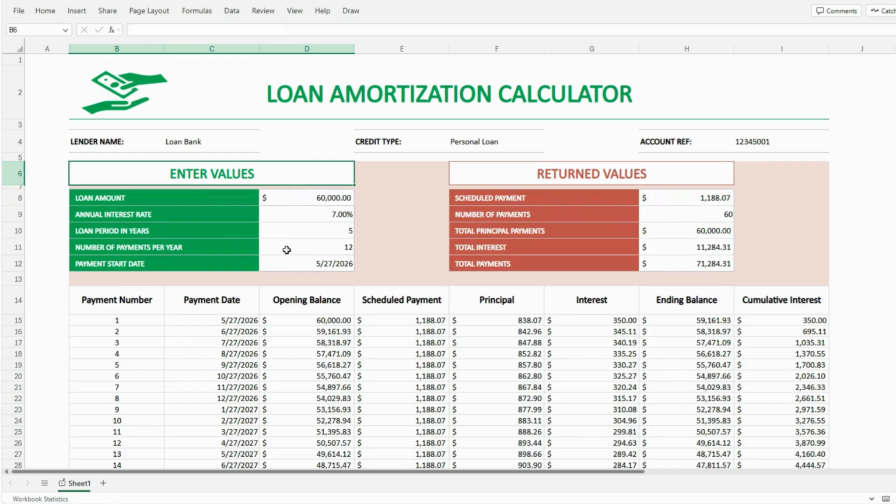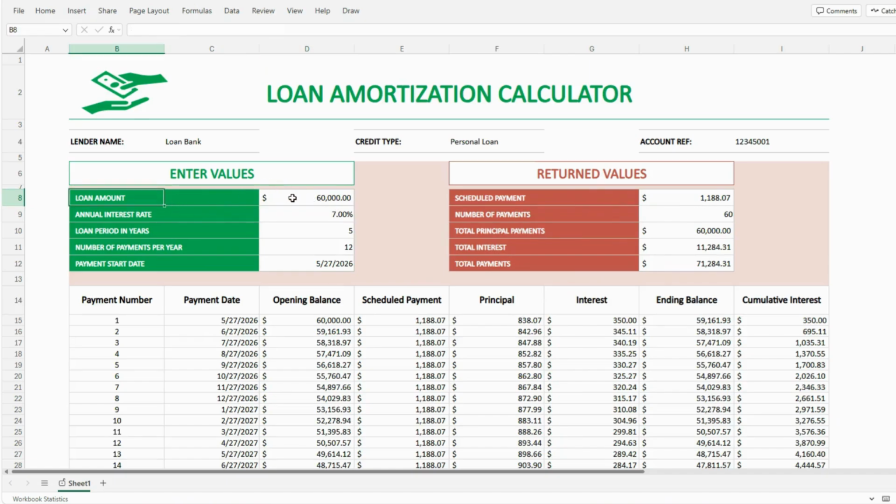Then we go to this enter values section. This is where you enter the actual figures that are required to calculate the information that you need. You have the labels here: loan amount, annual interest rate, loan period in years, number of payments per year, payment start date. You can rename these, but the names have to be close to these, other phrases for the same things, so that the calculator can still do its job properly.